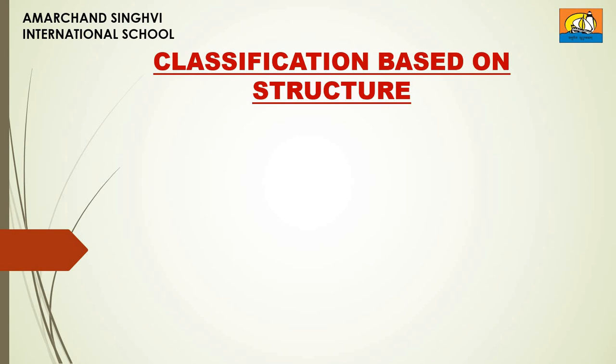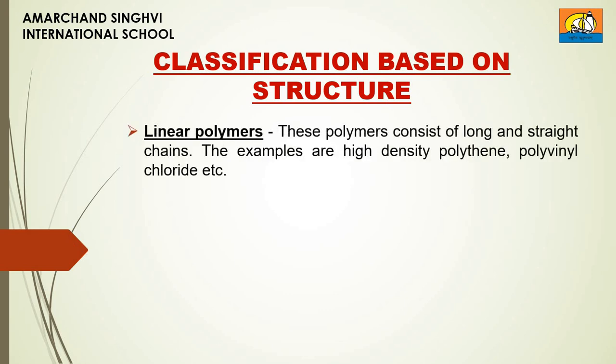Let us now come to the classification based on structure. On the basis of structure, polymers are divided into three subgroups: linear, branched chain and cross-linked or network polymers. Linear polymers are the polymers which consist of long and straight chains. They have high densities, high melting point and high tensile strength. Examples are high density polythene, HDP, polyvinyl chloride, PVC, etc.